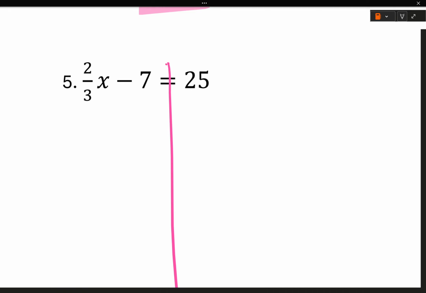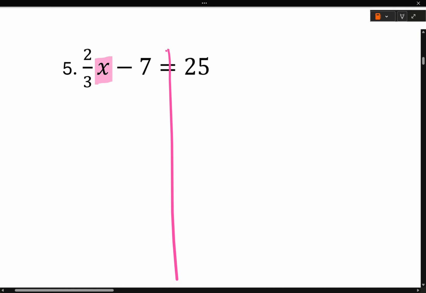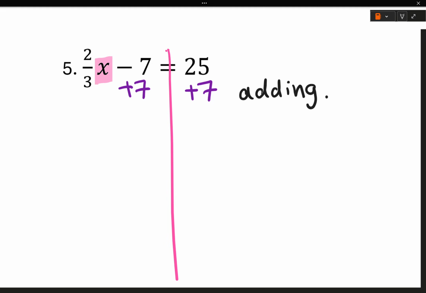Let's draw the line down the middle. Let's do it. We need to unwrap the present of x. So first, let's start by adding 7 to both sides to undo the minus 7. On the left-hand side, we're left with 2/3 x. And on the right-hand side, 25 plus 7 is 32. I had to double check myself. I don't know where 38 came from.